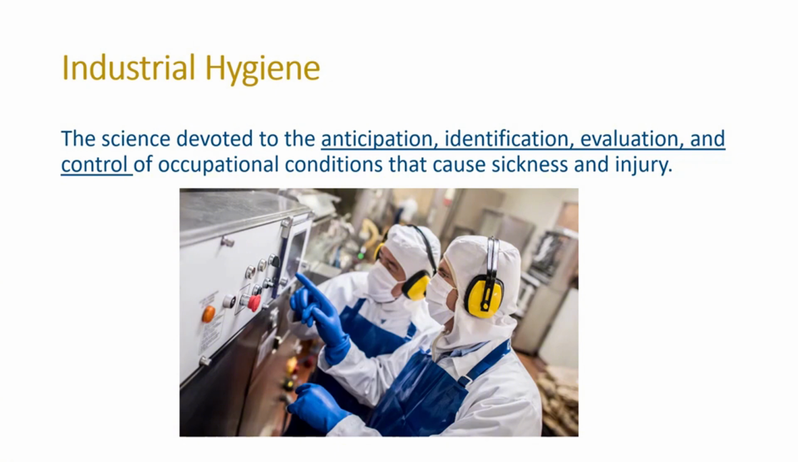Industrial hygiene is the science that's devoted to the anticipation, identification, evaluation, and control of occupational conditions that cause sickness and injury. So the four components of an industrial hygiene study have to do with the anticipation, identification, evaluation, and control of these conditions. What we're going to do first is look at what sort of conditions we should be looking to anticipate and identify in a chemical plant.